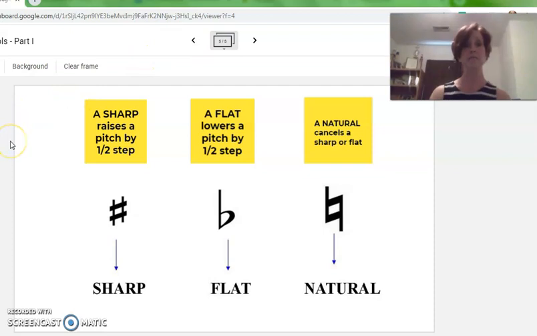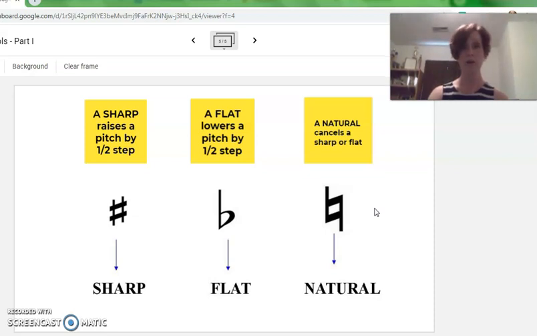Finally, 3 very important symbols in music would be the accidentals. We're going to very quickly go over 3 accidentals today. The first one is the sharp, and a sharp raises a pitch by 1/2 step. Next, we have the flat. A flat lowers a pitch by 1/2 step. And then last but not least, the natural sign cancels out a sharp or flat.